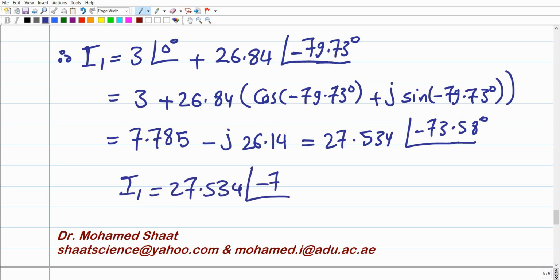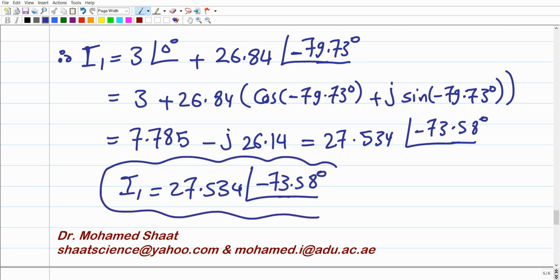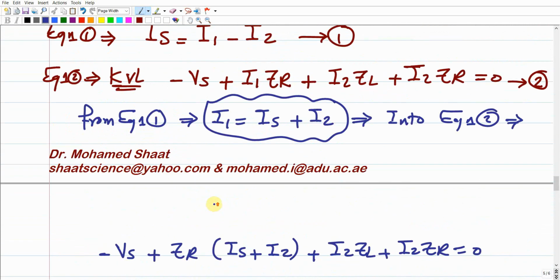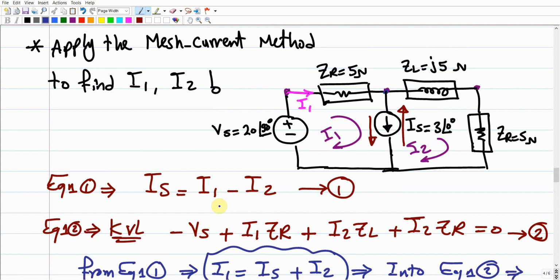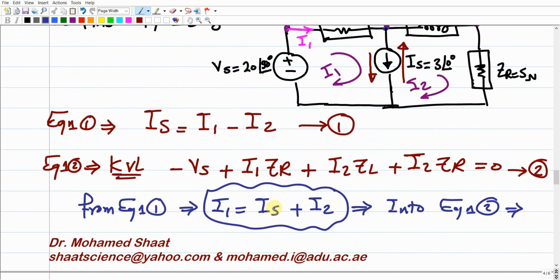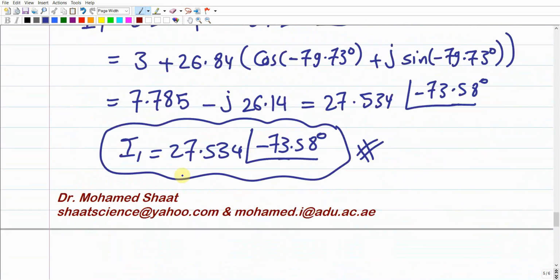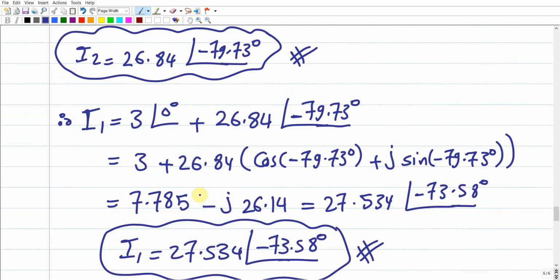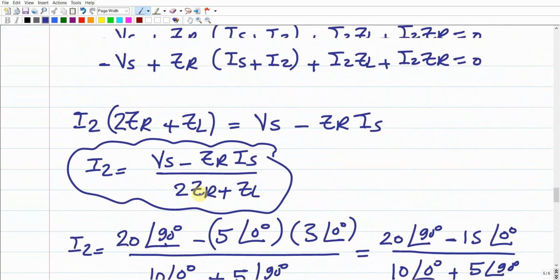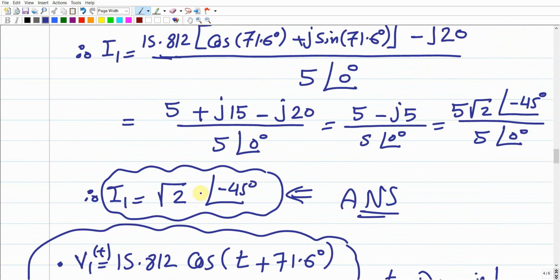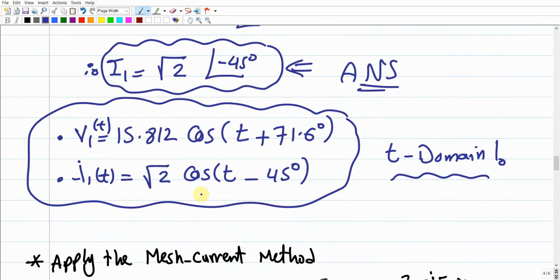So this definitely gives us I1 in this form: 27.534, and the angle is negative 73.58 degrees. So we already got these phasors as required, this is the I1 and this is the I2. Through this second example, we repeated the same process, but we considered the mesh current method to end up with the I1 phasor and the I2 as we already got them here. Make sense? So this is for this example that we already did here.